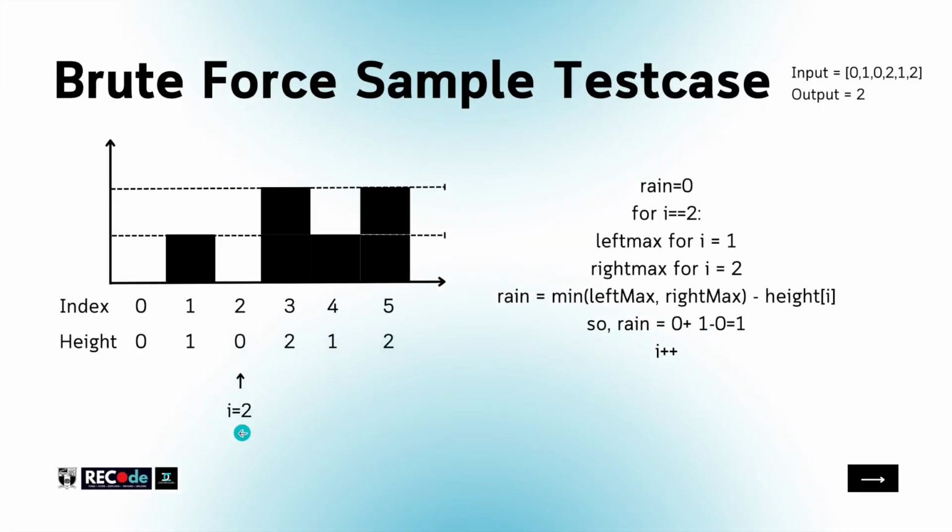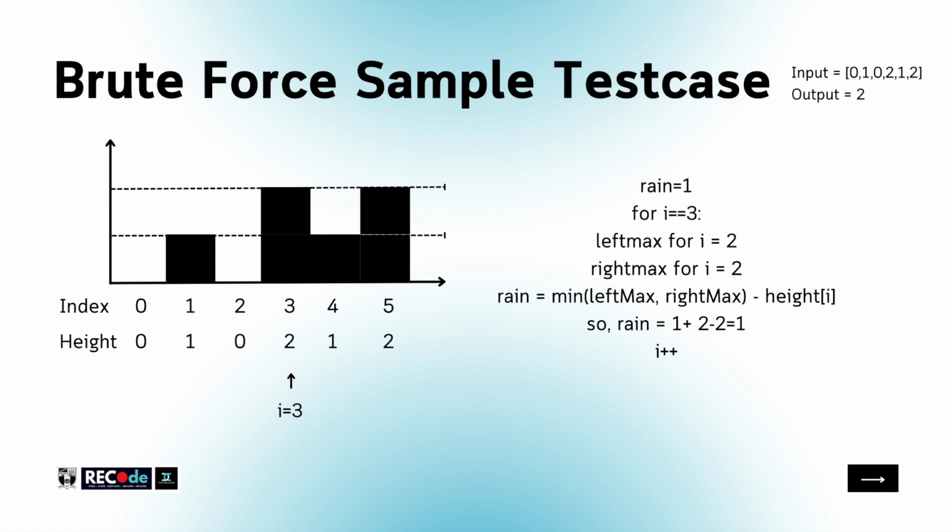By incrementing I, we have I equals 2. We saw that rain is still 0. For I equals 2, the left max is 1 and right max is 2. Minimum of left and right max is 1 and height of I is 0. Height of index equals 2 is 0. So rain is 0 from the previous iteration's rain value, 0 plus 1 minus 0, which is the height of index 2, which gives us 1. Rain equals 1. Then increment I.